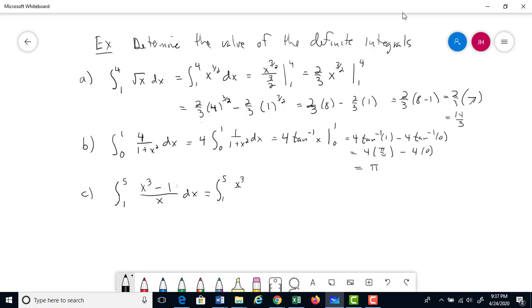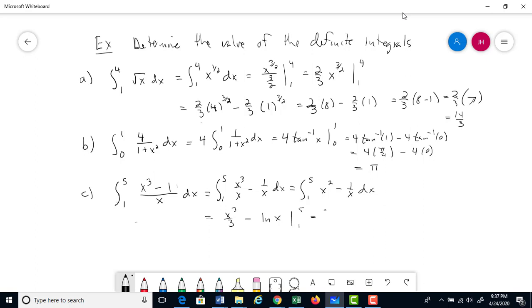So this is x cubed over x minus 1 over x. So monomial denominators are obvious, so you just break them apart. So this is the integral from 1 to 5 of x squared minus 1 over x dx. And now I know the antiderivative of each of those. So that is equal to x cubed over 3 minus, well, 1 over x is the natural log of x. And I'm going to evaluate this from 1 to 5.